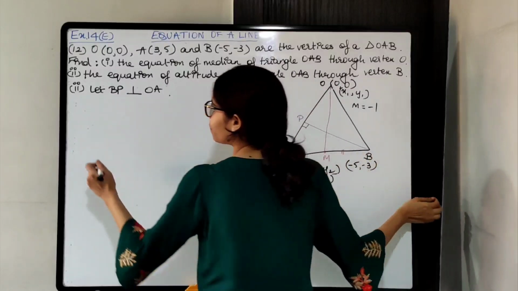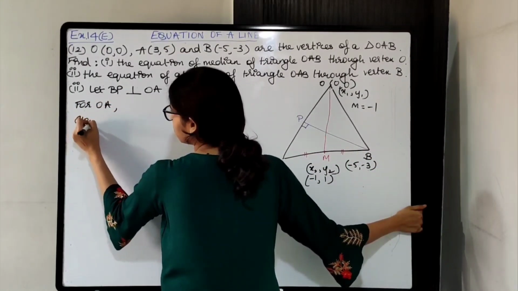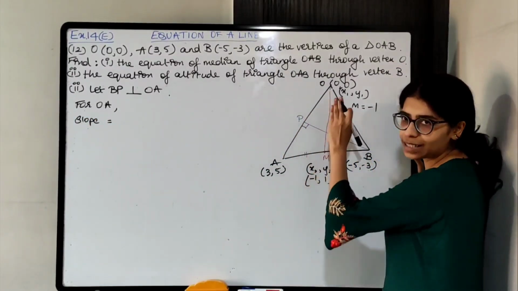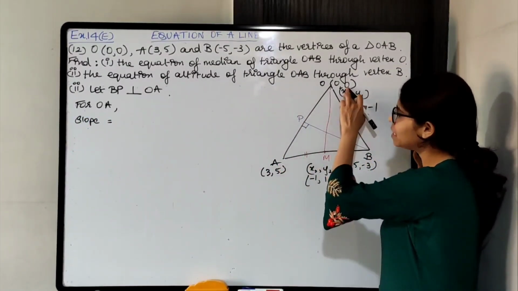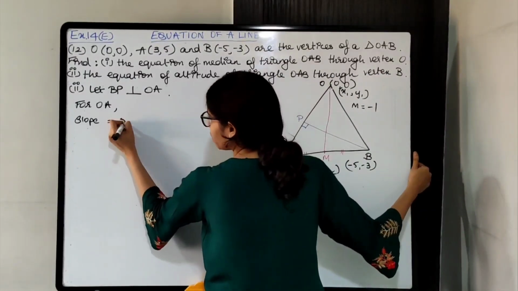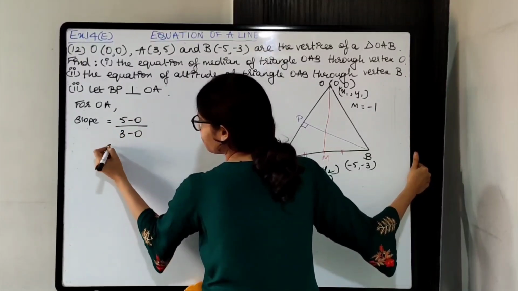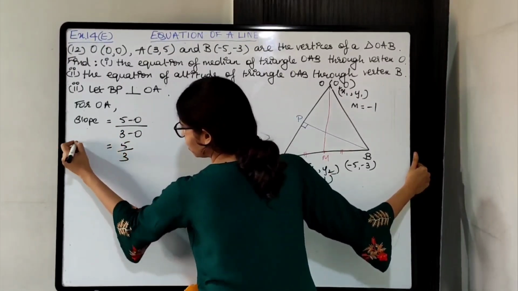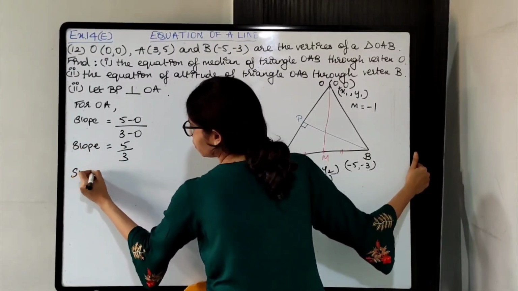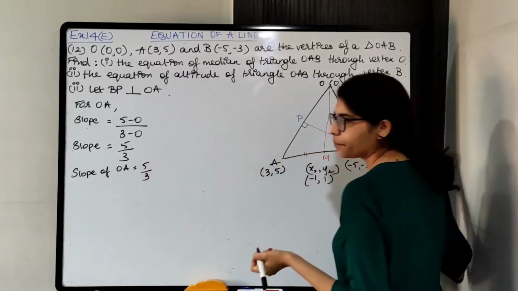So for OA, the slope will be, subtracting the y coordinates first, 5 minus 0 upon then the x coordinates, 3 minus 0. So 5 minus 0 upon 3 minus 0, that gives 5 upon 3. It was very easy. So slope of OA is 5 by 3.